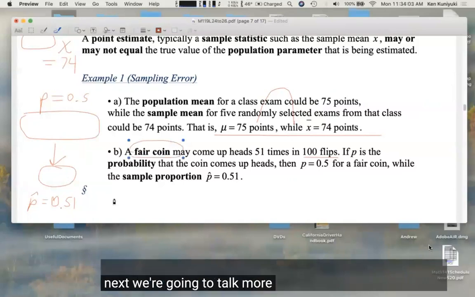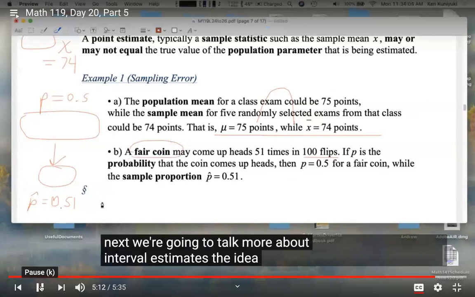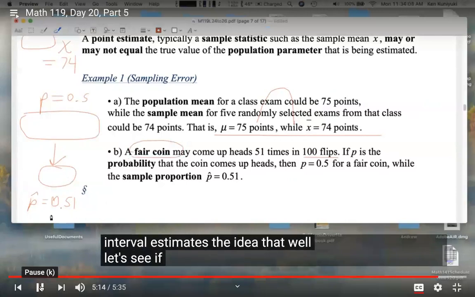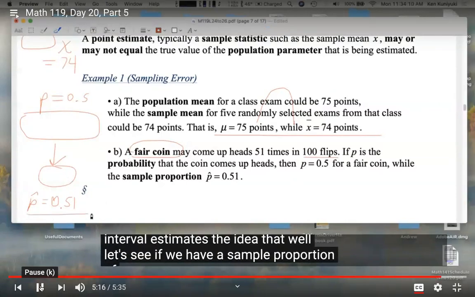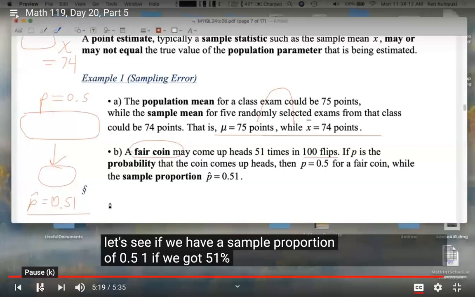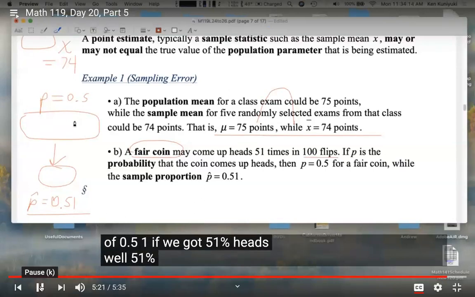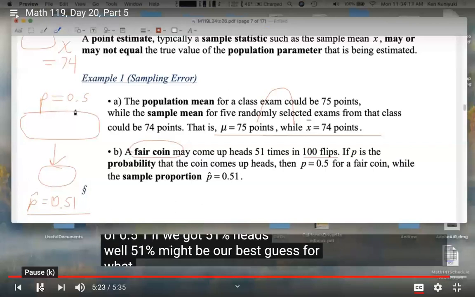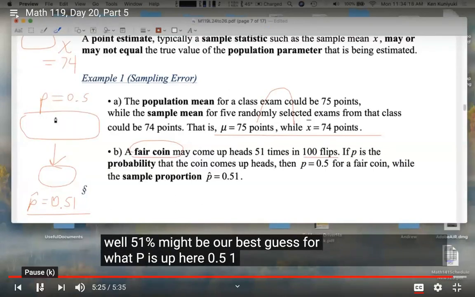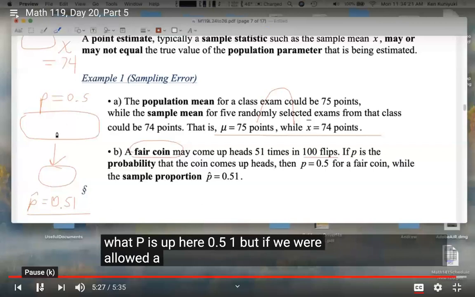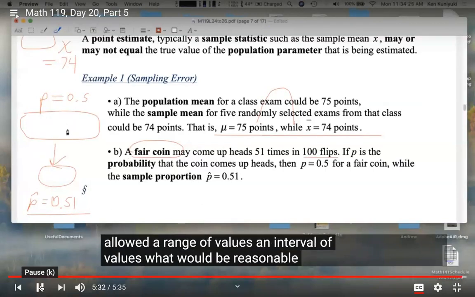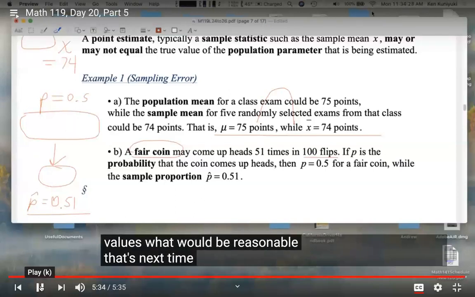Next, we're going to talk more about interval estimates. The idea that, let's see, if we have a sample proportion of 0.51, if we got 51% heads, well, 51% might be our best guess for what p is up here, 0.51. But if we were allowed a range of values, an interval of values, what would be reasonable? That's next time. Next we're going to talk about interval estimates, not just point estimates, but interval estimates.